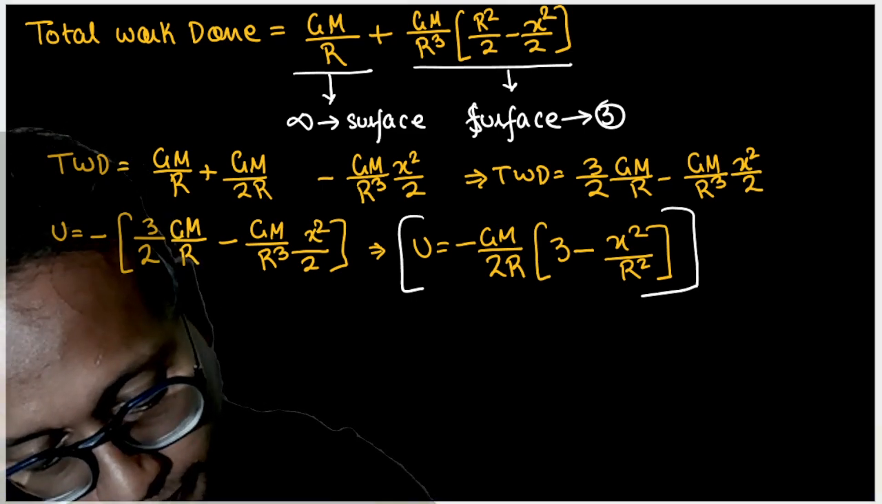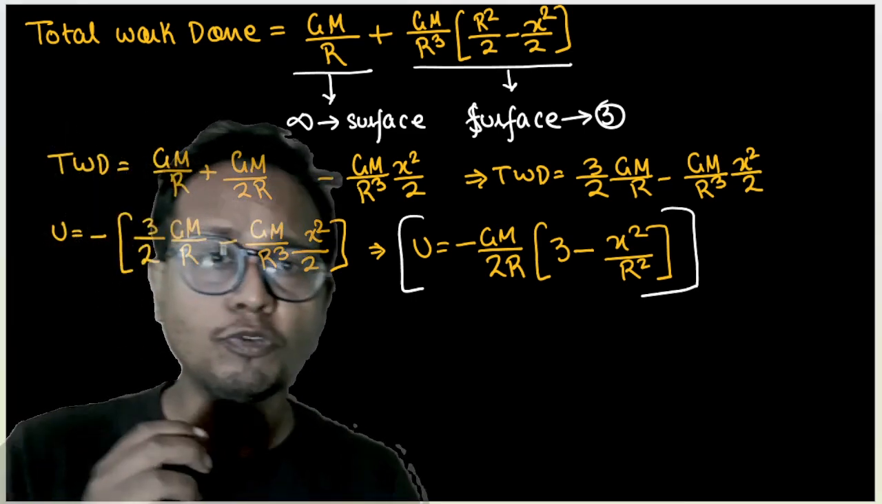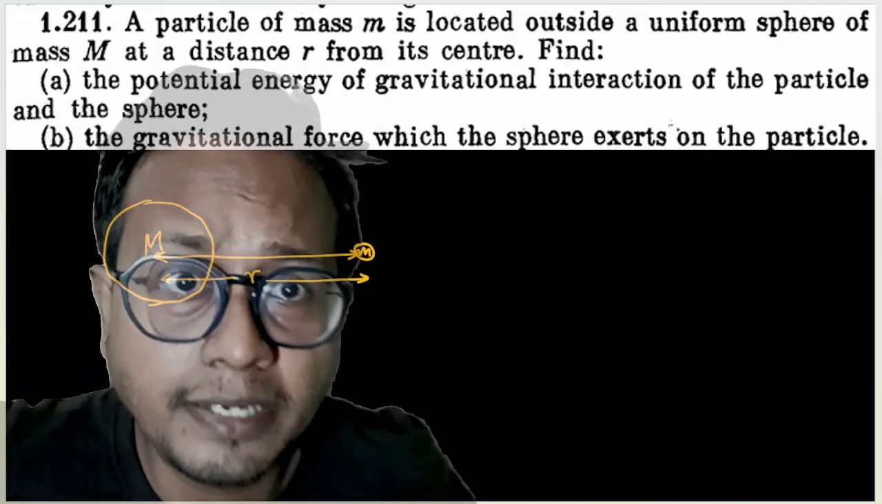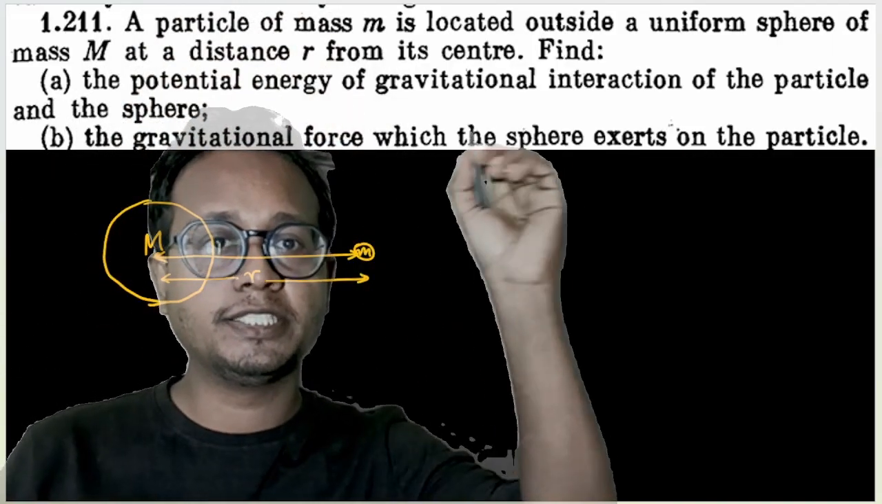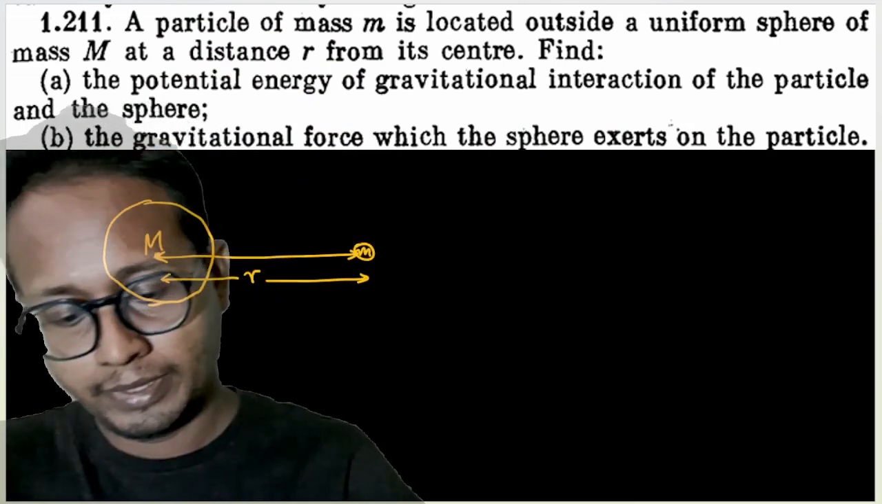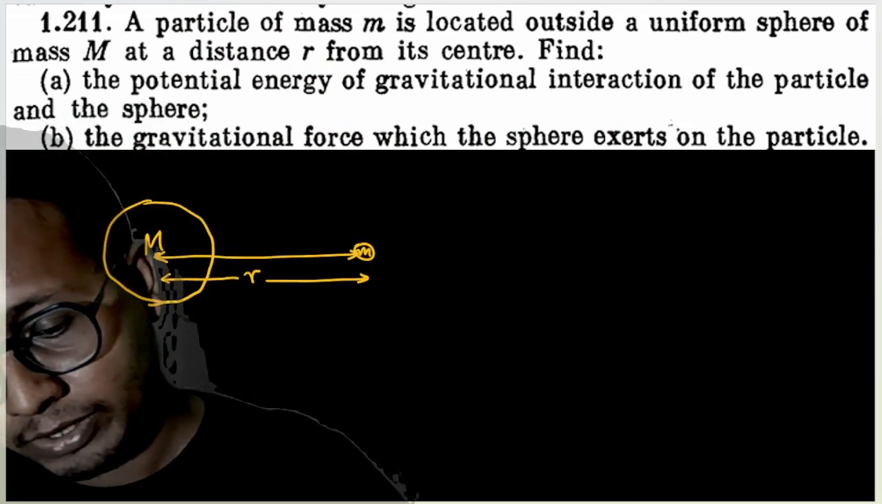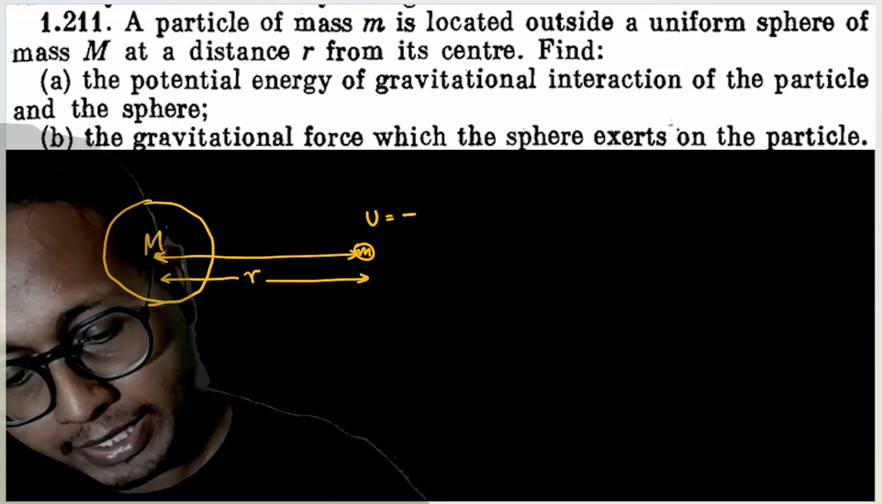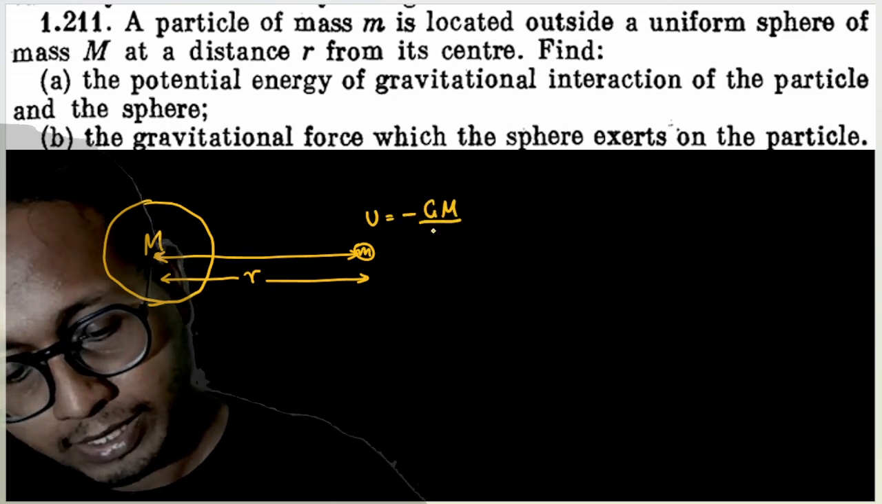Okay, so let's move on to the question we're attempting. The question says that we have to find the potential energy of a particle and the sphere. That means we have to find the potential energy out here. So what is the potential energy out here? Potential energy out here is nothing but minus GM by r.